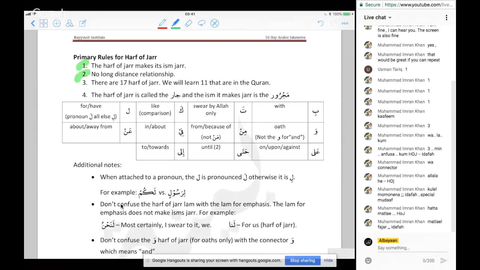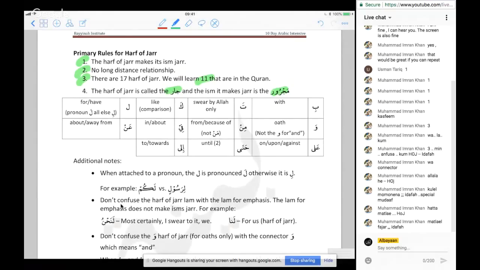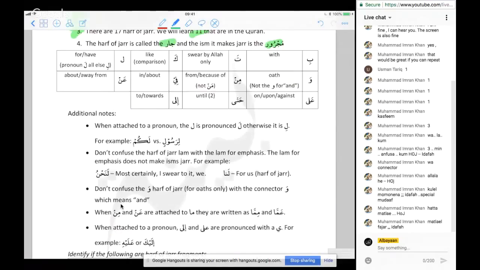We've done this. There's 17 harf of jar, but we'll do the 11. The harf is called a jar, and the ism it makes jar is called a majroor. Then we have all of this: ba, ta, kaf, lam, waw, min, fi, an, ala, hatta, ila. So there are a few additional notes that I need to give you an insight on. Just keep that in mind.